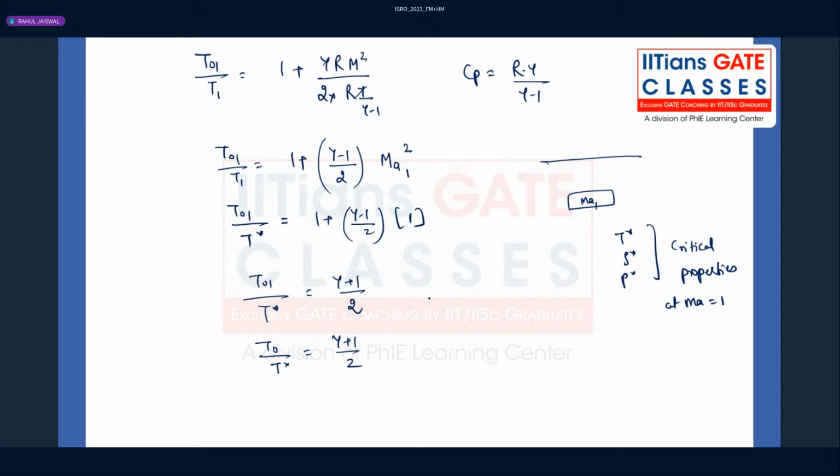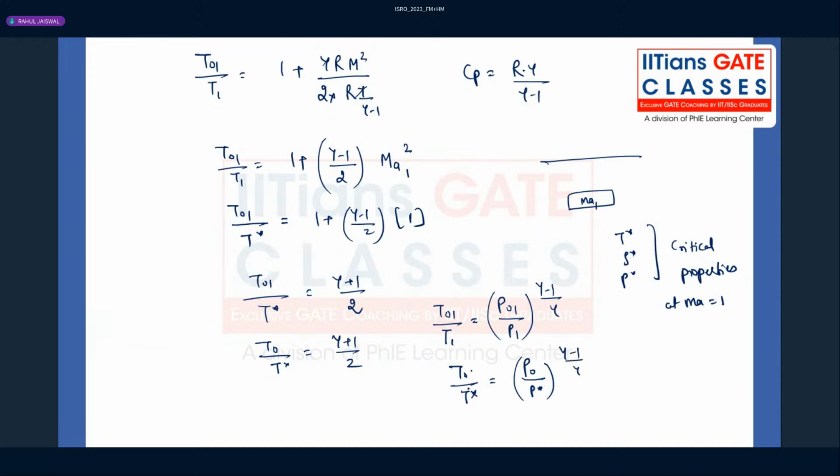What do we know for our isentropic process? We know that T naught 1 divided by T1 is equal to P naught 1 divided by P1 to the power gamma minus 1 by gamma. This particular relationship, we know that. Similarly, T naught divided by T star can be written as P naught divided by P star to the power gamma minus 1 by gamma.